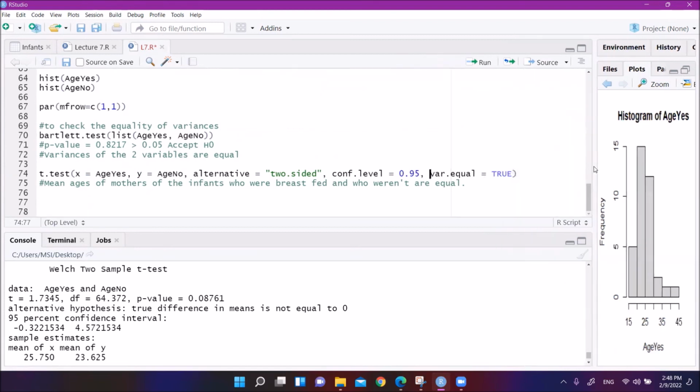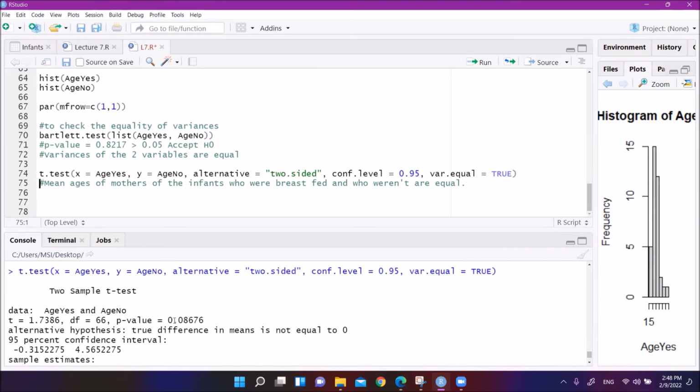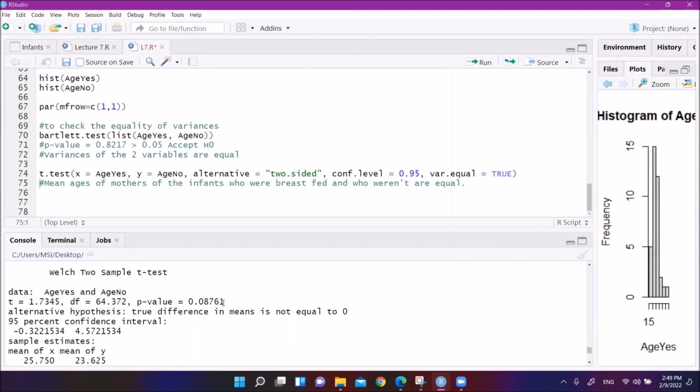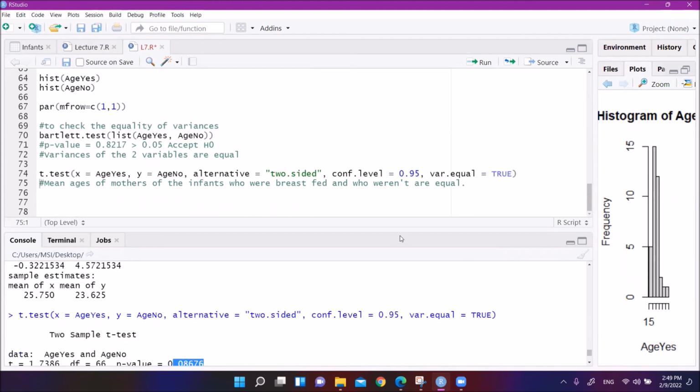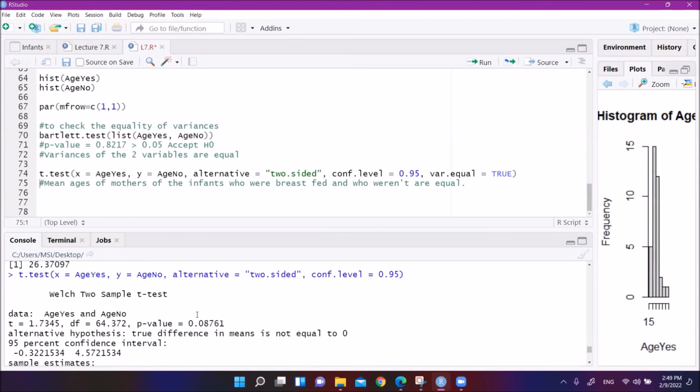This argument, var.equal is TRUE, means equal variances. Actually, we got this for the equal variance case because by default, this test gives var.equal equals TRUE. So we're getting the same p-value as the earlier case, because by default, sorry, we didn't get it. By default, it gives var.equal is FALSE, right? That's why we got different p-values here. This one is different from this.